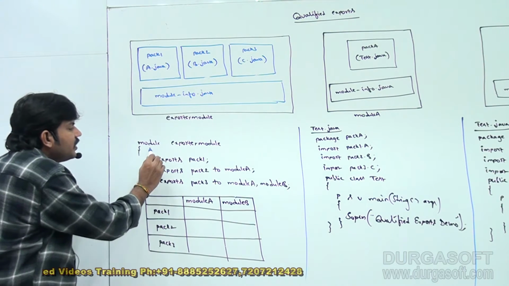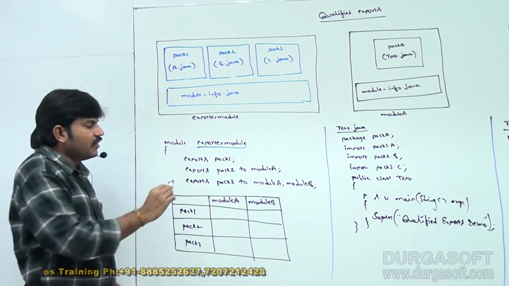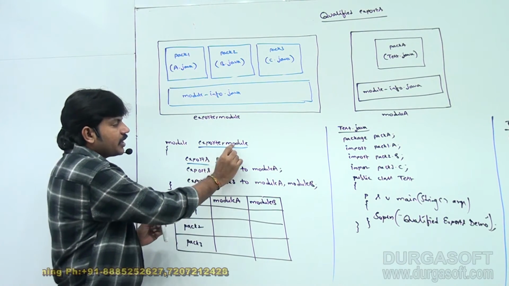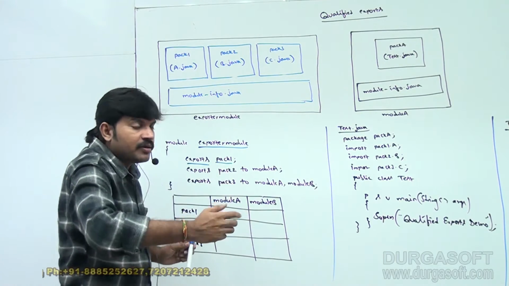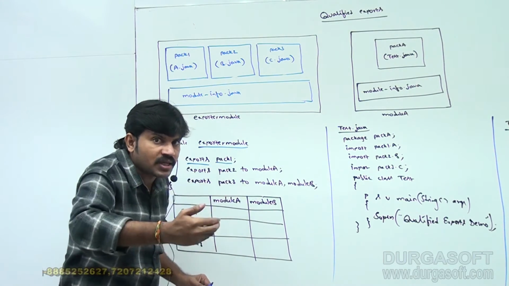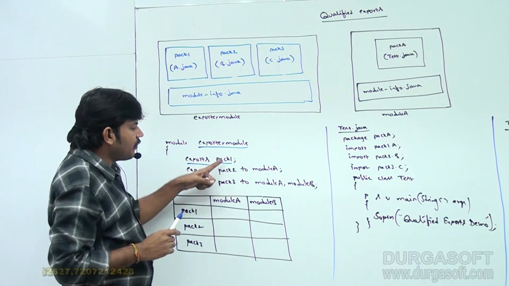Now here I'm writing module exporter module in module-info.java: exports pack 1. Are you getting? Module exporter module exports pack 1. Exports pack 1 means pack 1 is available for all the modules or not? Yes, it is not qualified, it is a normal export. That's why it is available for all.